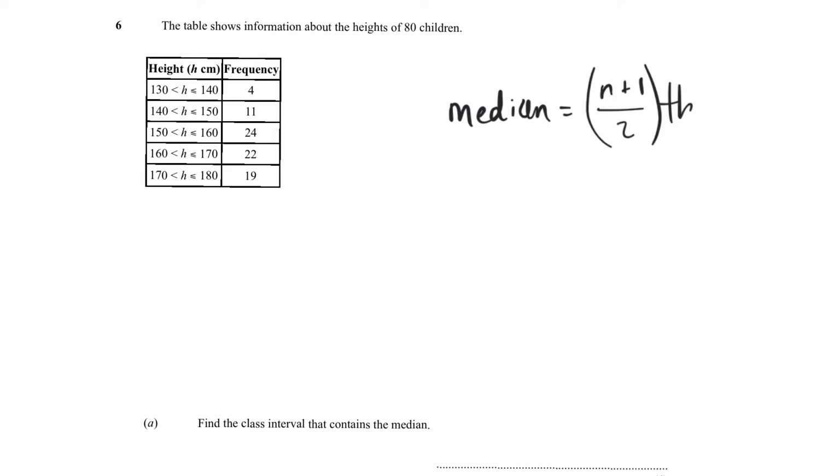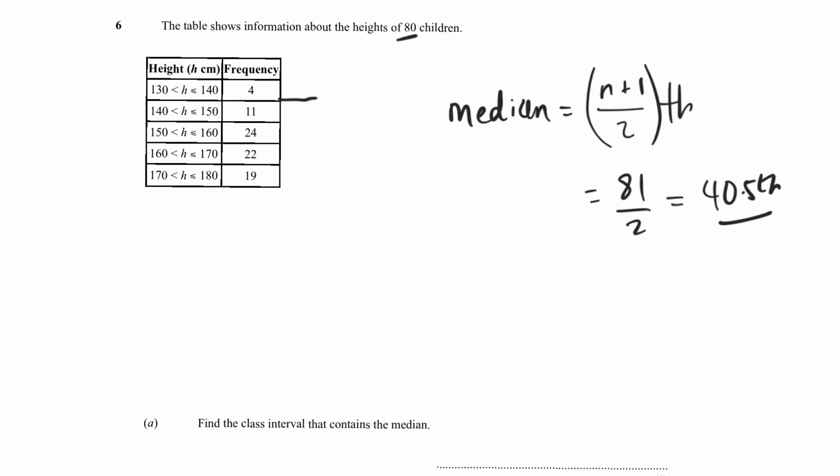So our total n is 80. So 80 plus 1 will be 81 divided by 2. That's going to be the 40.5th number. But luckily in this table, you just need to find where the 40th number is and the 41st number, and you should find that they're both in the same place, if this confuses you. So having a look now, we're going to count down the frequencies.